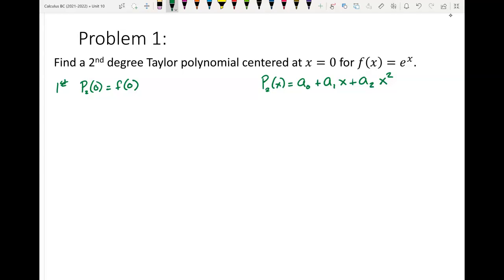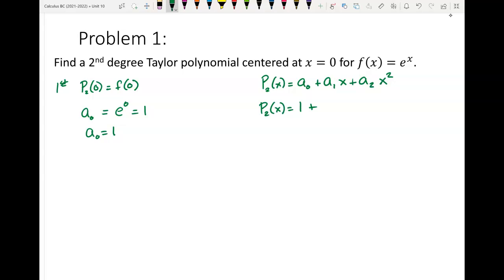Well, what happens to my polynomial if I plug in 0? If I plug in 0 here and here, I'm just left with a sub 0, right? So this side is just a sub 0. I plug 0 into my original function, that's e to the 0, which we already said is equal to 1. So a sub 0 is equal to 1. We already saw that when we found the tangent line. Let's start building our Taylor polynomial. That's going to be 1.